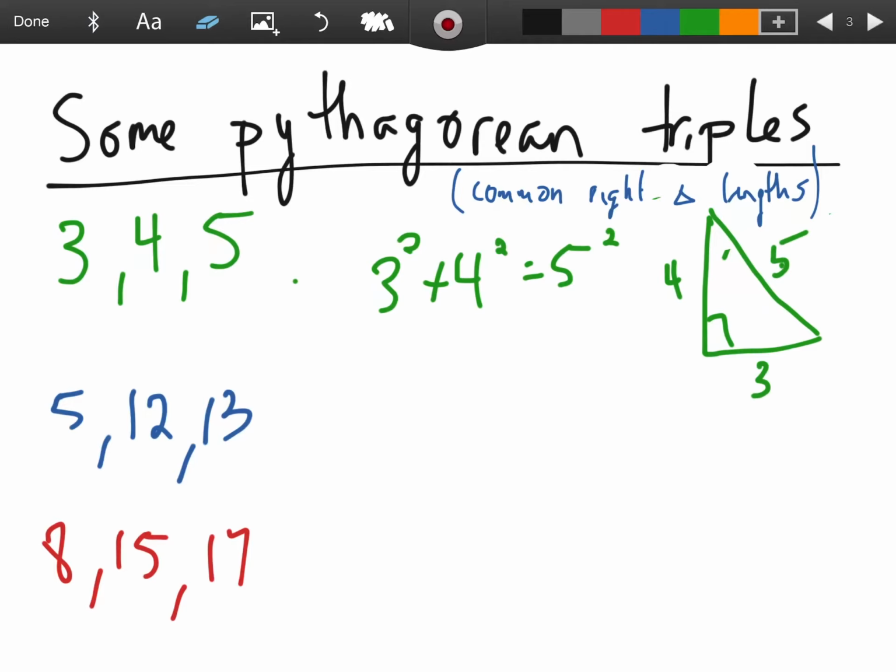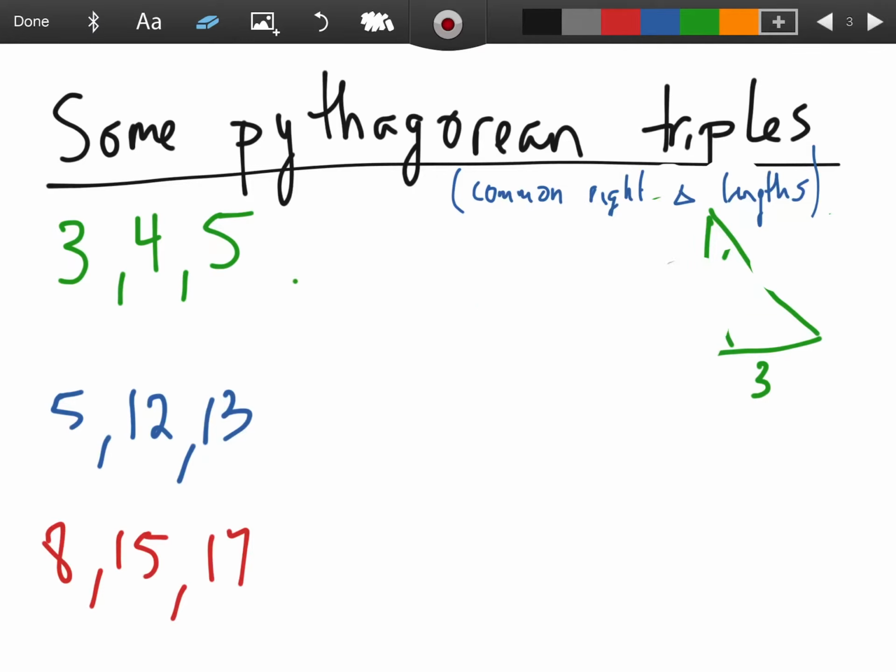Now we need to be careful. 5 has to be the hypotenuse. Sometimes people get tripped up. They'll see a 3 and a 5 and they say, oh, that must mean that 4 is the hypotenuse. No, if you have 3 and 5 as the legs, then the hypotenuse is going to be something different. It's if the 3 and 4 are your legs, then 5 is the hypotenuse.